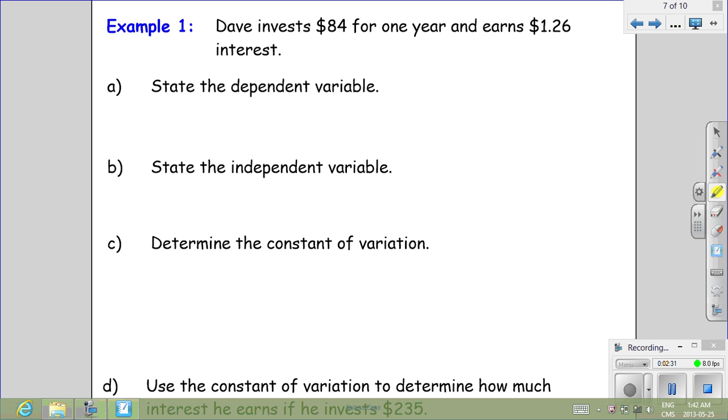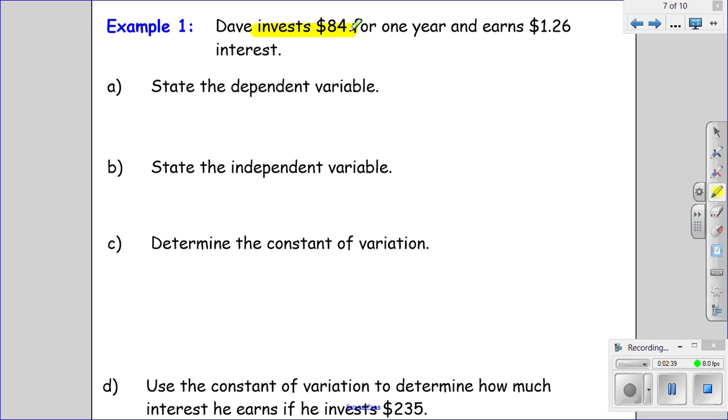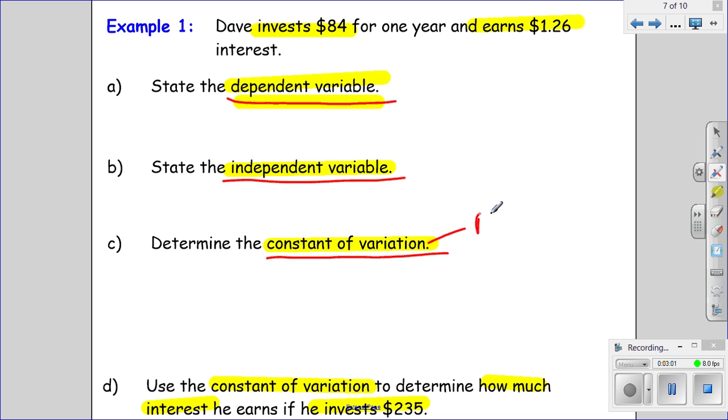Next example. Dave invests $84 for 1 year and earns $1.26 in interest. So we have to remember, he invests $84, he earns $1.26 in interest. We want the dependent variable, the independent variable, the constant of variation, and we want to use the constant of variation to determine how much interest he earns if he invests $235. So what are we looking for? We're looking for a dependent variable, an independent variable, constant of variation. Oh, wait a minute, that just means rate of change, doesn't it? So we'll just write that there because that helps us to remember what to do and use the rate of change to determine how much interest he earns.